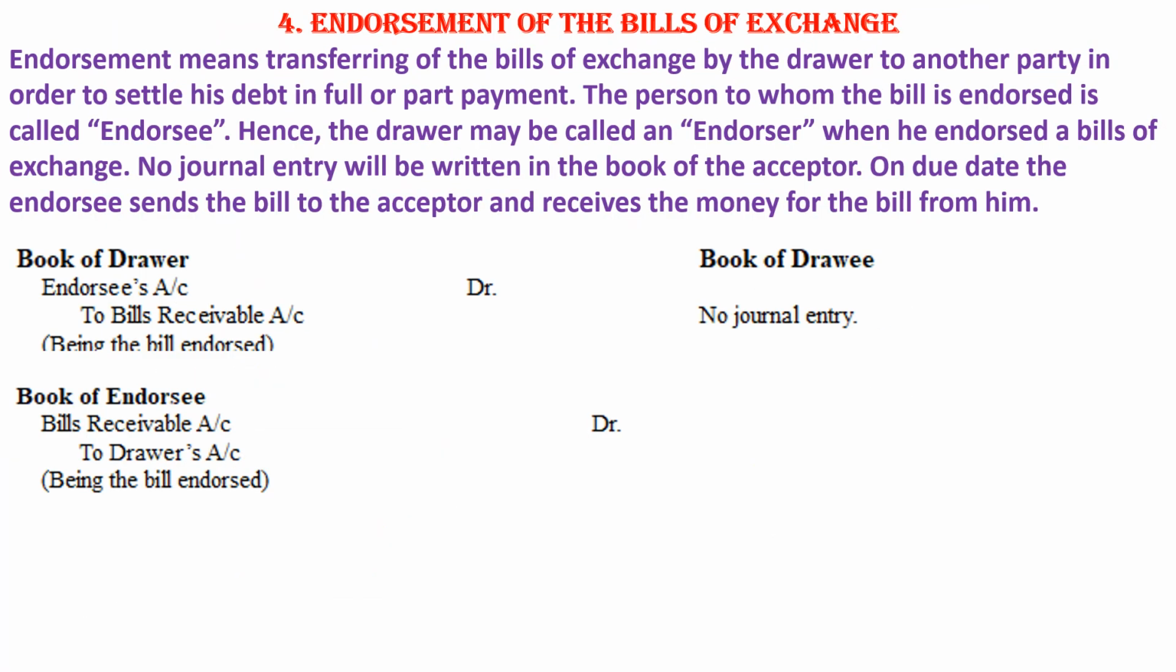4. Endorsement of the bills of exchange. Endorsement means transferring of the bills of exchange by the drawer to another party in order to settle his debt in full or part payment. The person to whom the bill is endorsed is called the endorsee. Hence, the drawer may be called an endorser. Book of endorsee: bills receivable account debtor to drawer's account, being the bill endorsed. No journal entry in the book of drawee.